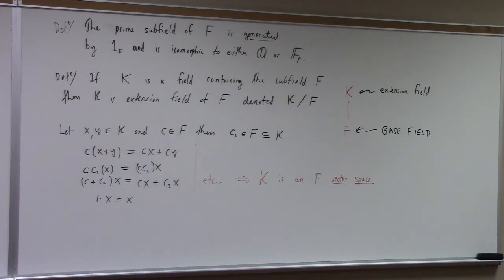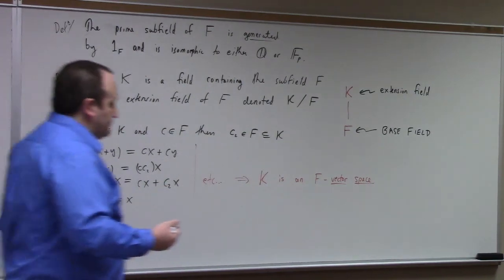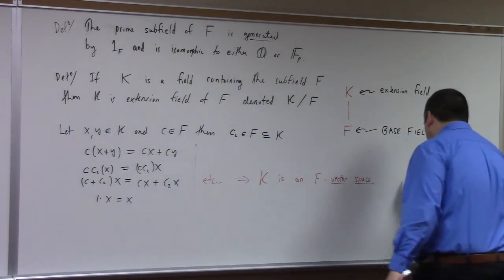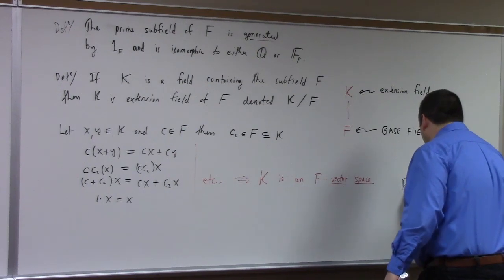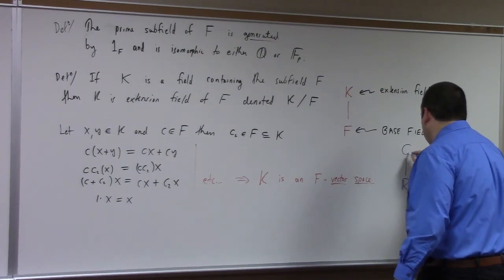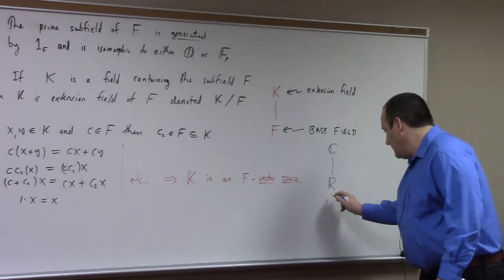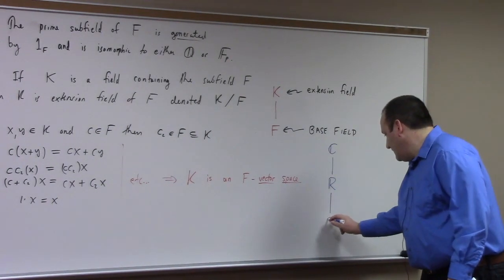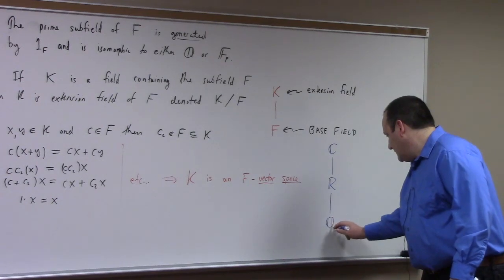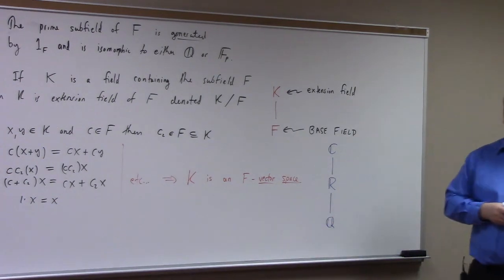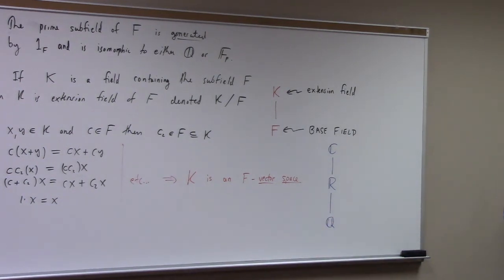Because if you look at the real numbers as an example, we can put it here. And of course, we can look at the extension field of the reals, the complex numbers. Or we can look at R as an extension field of the rational numbers. And there are lots of other things you could put in here.